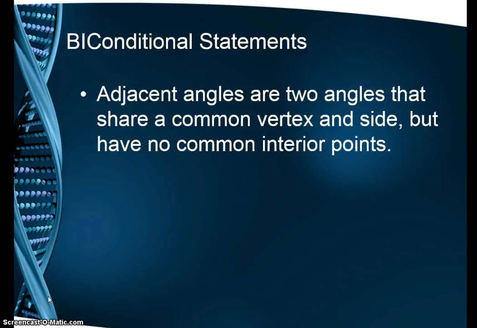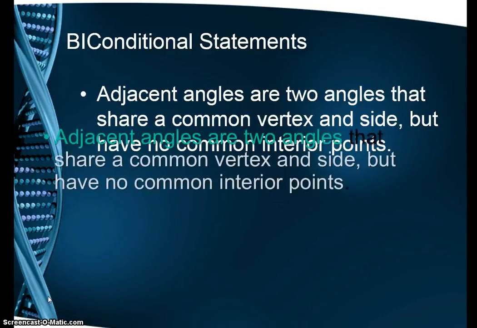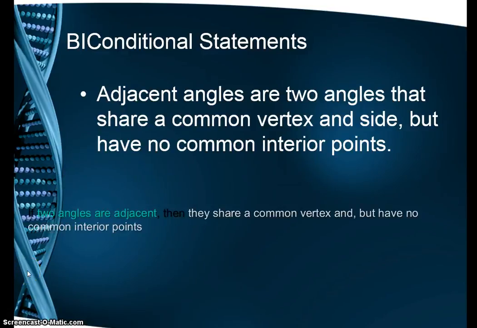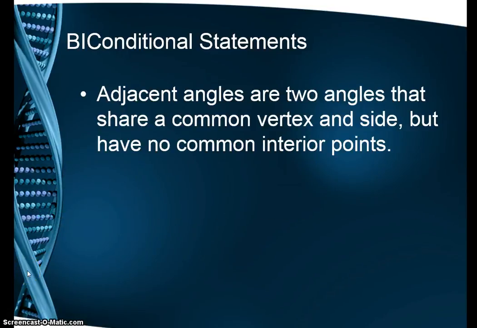All right, continue on. Adjacent angles are two angles that share a common vertex and side but have no common interior points. Sorry about that. All right, so what I'm going to do, see how that's a statement? It's not a conditional at all. It doesn't say if then. So the first thing I'm going to do is change that to a conditional.